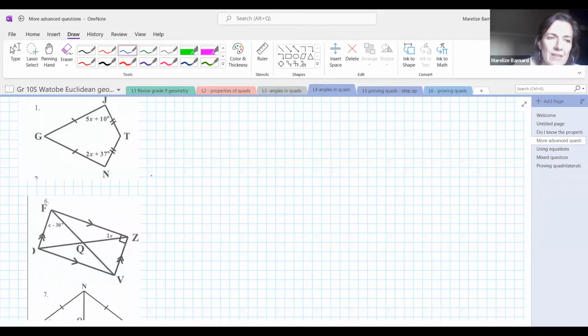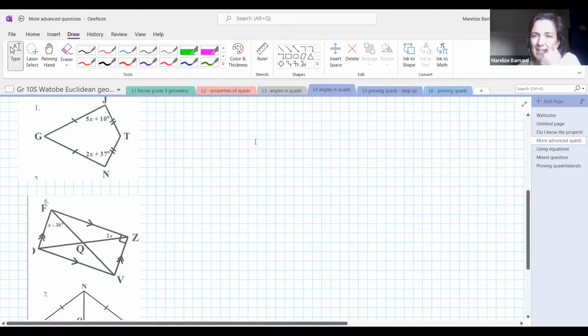So let's have a look at question 1. Where are we going to start? What is the first thing we need to do, if you remember from Tuesday's lesson? Yes, Yenzi, that's right. You must identify this shape.